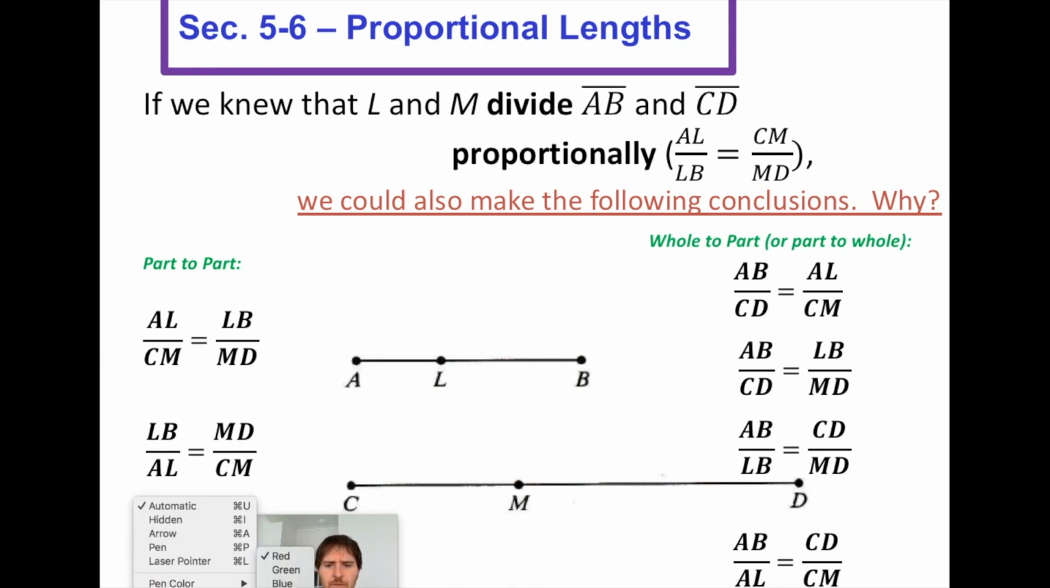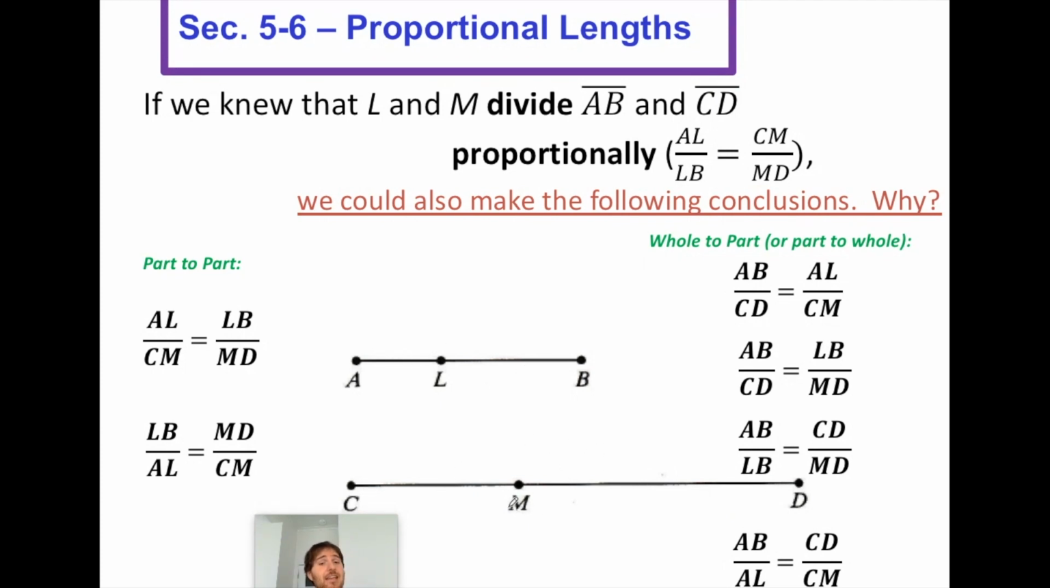I'll go ahead and flip on the pen. So what do we have here? AL all of a sudden would go to CM, which is right here. LB goes to MD, which is right here. So this is a little bit different, okay? L and M divide this proportionally: AL to LB equals CM to MD.